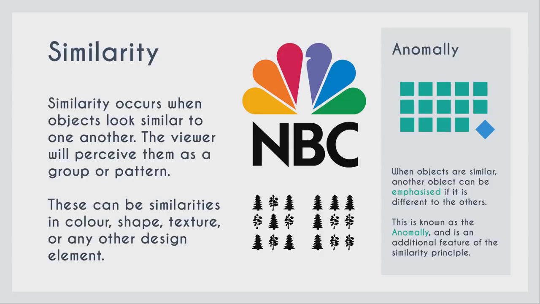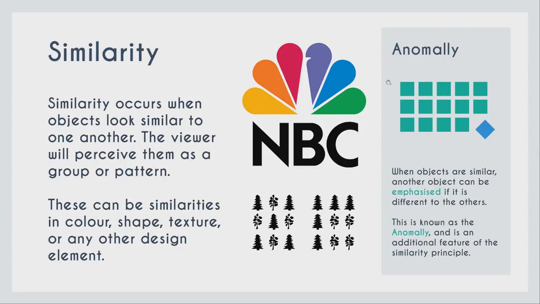Similarity then. Similarity occurs when objects look the same. Simple as that, okay? The viewer will perceive them as a group or pattern, even though technically there is no other relationship between them. Can be similarities in color, shape, texture, any design element you want. This is probably the easiest to understand, but also the most broad of the Gestalt principles, okay?